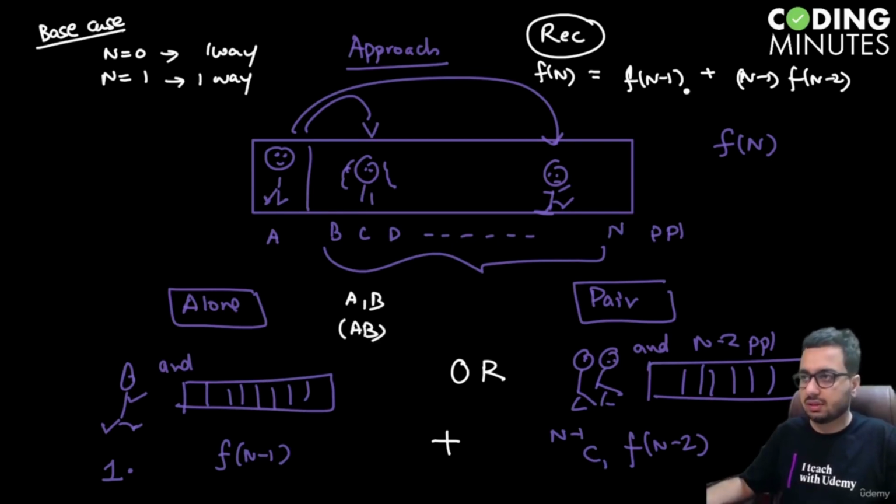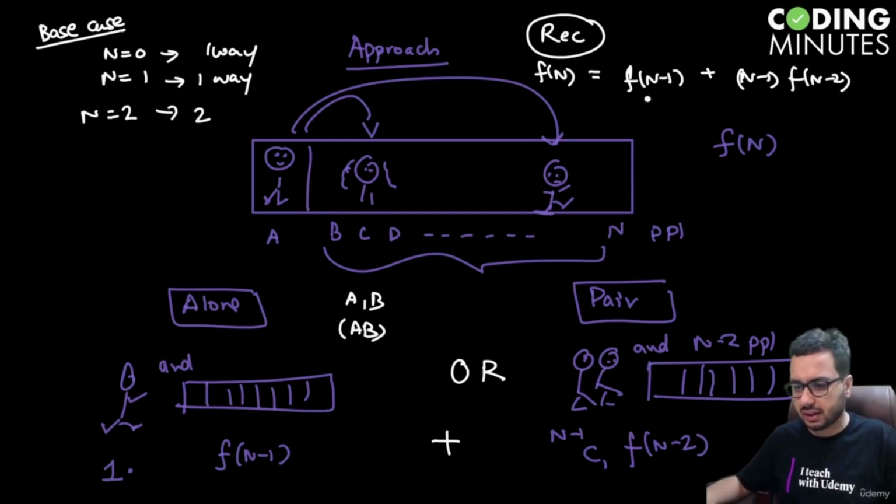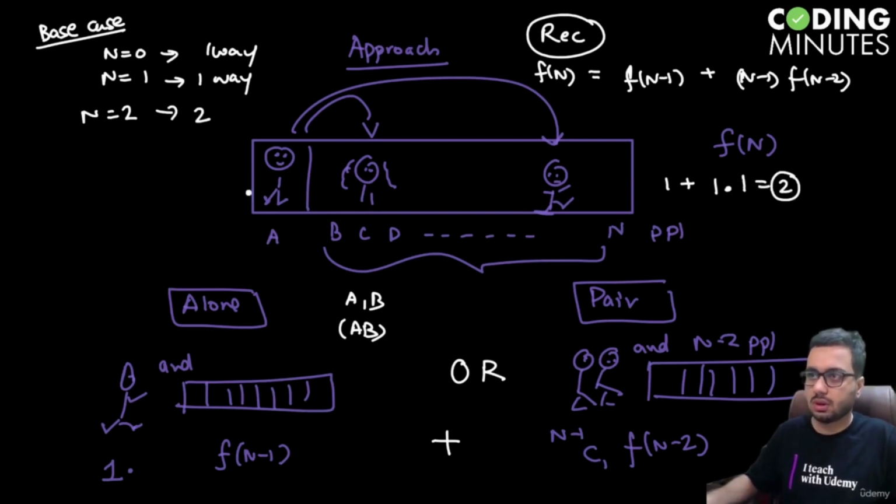So we'll try to derive this using this recurrence. So we can say f of n equal to 2 should be 2. We can also verify: n minus 1 is 1, plus 2 minus 1 is 1, into f of 2 minus 2, that is f of 0, so that is also 1. So it is nothing but 2. So f of 2 is 2.